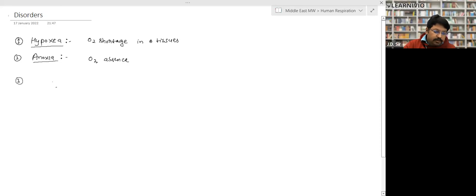So the third point is asthma. What is asthma? A very common disease, right? So please note it down. Asthma takes place due to allergen. Allergen stimulates the release of histamine.